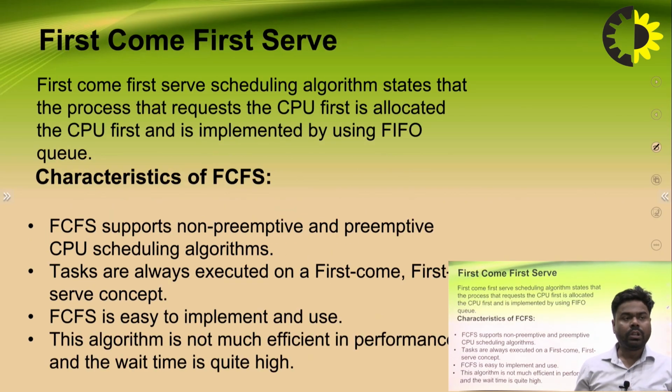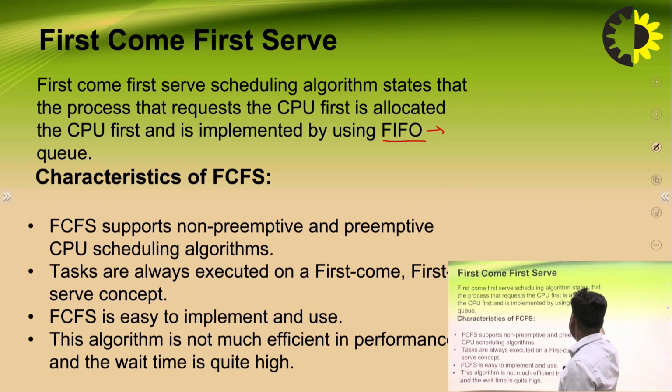Now, there are various types of CPU scheduling algorithms. The first is first come first serve. The first come first serve scheduling algorithm states that the process that requests the CPU first is allocated the CPU first, and it is implemented by a FIFO queue, first in first out. This works.